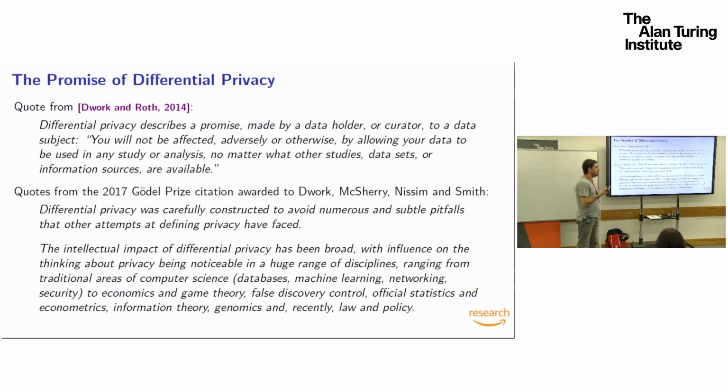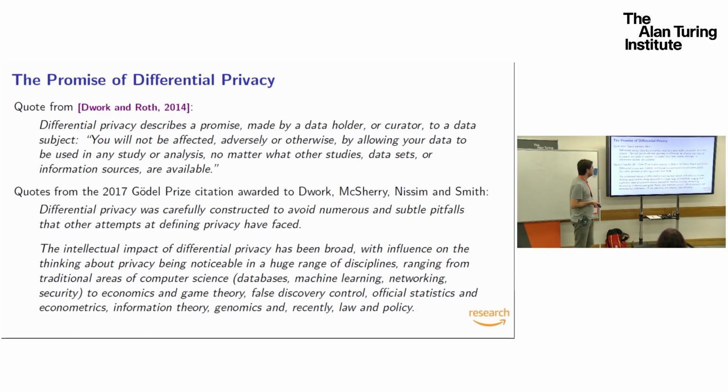And the promise is made by a data holder or a curator, okay, so somebody that holds this data set, to a data subject, somebody that contributed data to this data set and might be worried that people meddling around with this data set might break their privacy and reveal things about them that they want to keep secret. And the promise is that you will not be affected adversely or otherwise by allowing your data to be used in any study or analysis, no matter what other studies, data sets or information sources are available. Right? So this last bit is one of the important ones because it's about this potential correlated knowledge that some attacker might have.